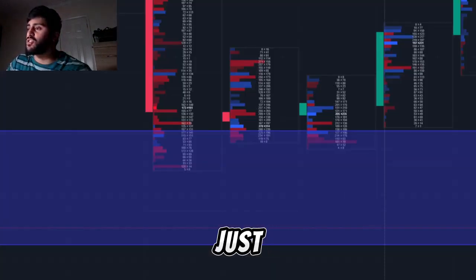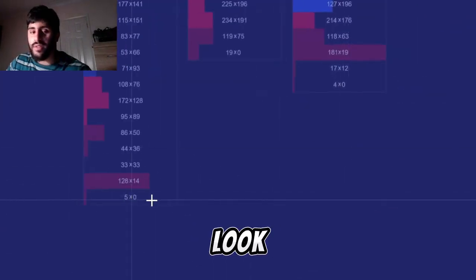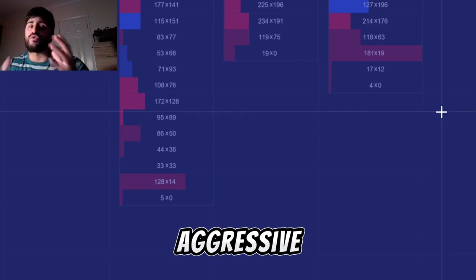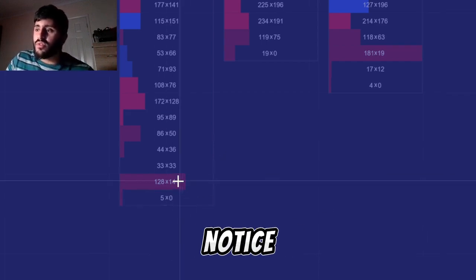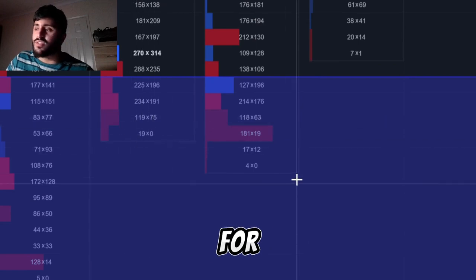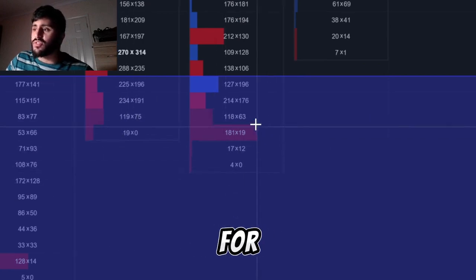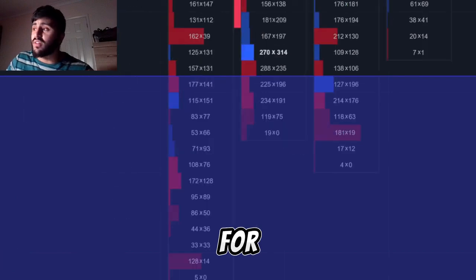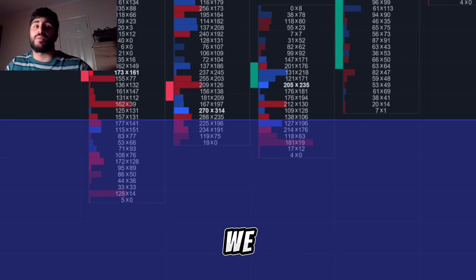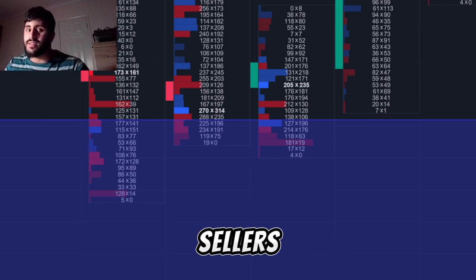This is what we have just over here, right? So we see so much red. In fact, when we go in and we look at the candles, we see 128 for 14. So we see so many aggressive sellers compared to the aggressive buyers, right? What's also important to note is that we have a 5 and a 0, right? We also have a 0 over here, 19 for 0, and we also have another 4 for 0, as well as 181 for 19. So what you can see just by looking at this rejection and the next rejection is that we have a lot of aggressive sellers in this area.